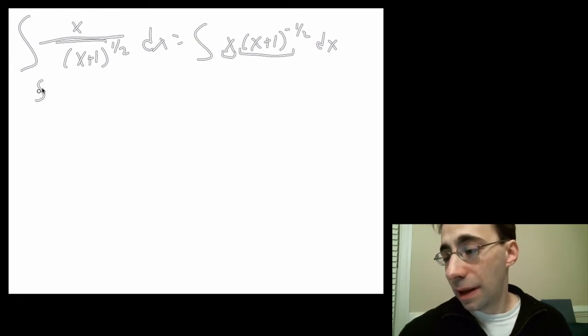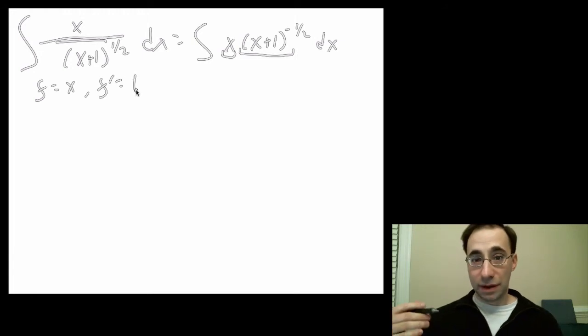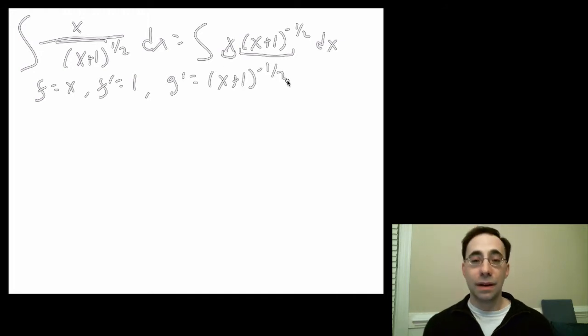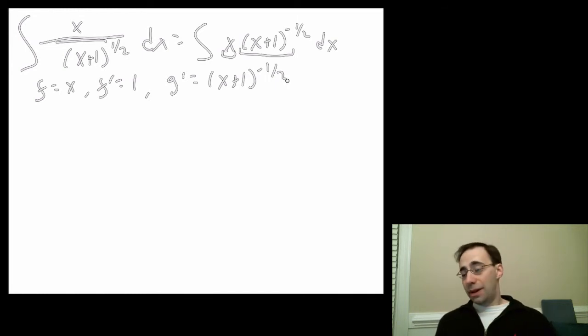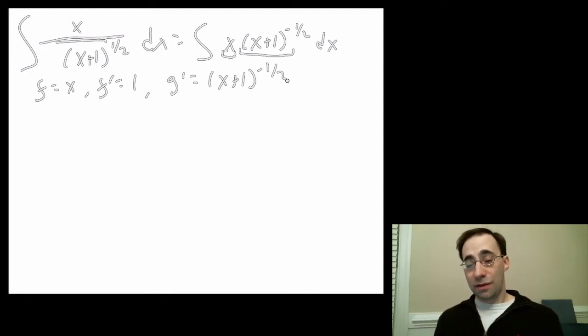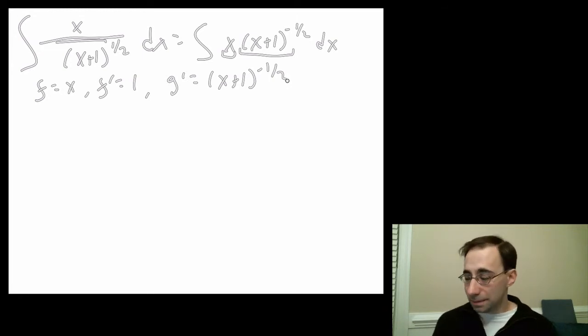Let's again make f equal to x, so that f prime is equal to 1, so we get rid of that. And let's make g prime equal to (x plus 1) to the negative 1/2. Now we need g here, right? Now, it turns out that it's a really easy substitution because this is a composite function. It's 1 over the square root of x composed with x plus 1. But since the derivative of x plus 1 is just 1, the composite function is not very interesting, so we can pretty much ignore it.